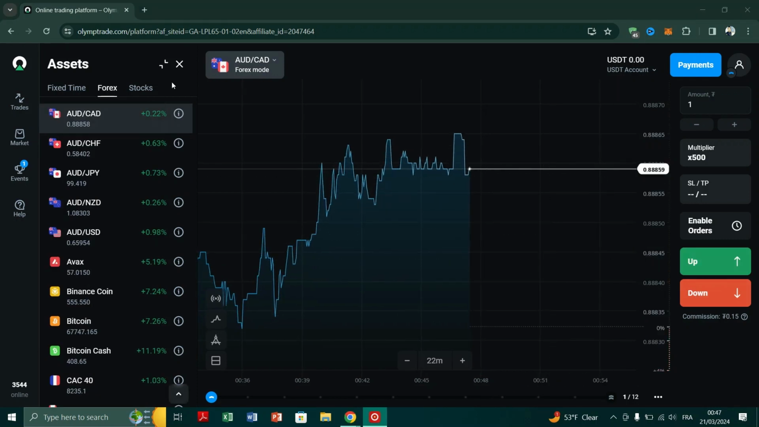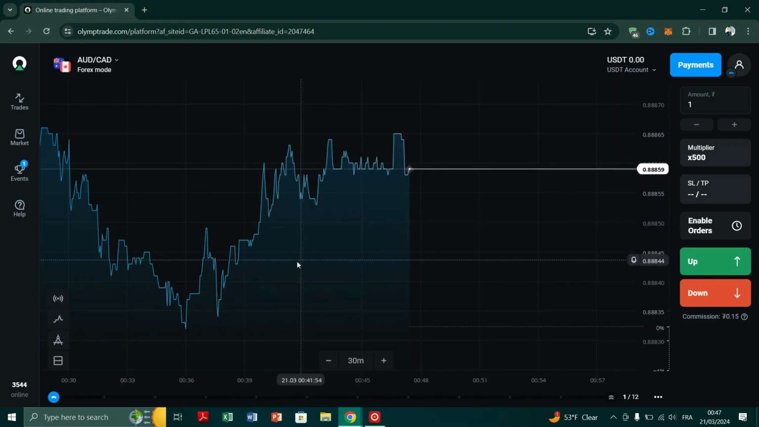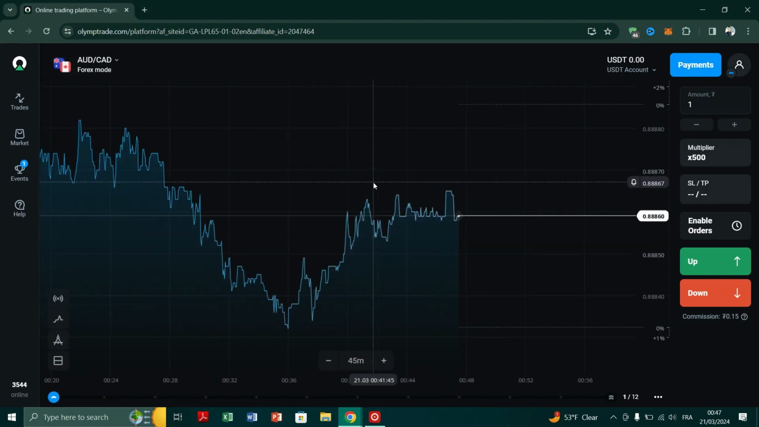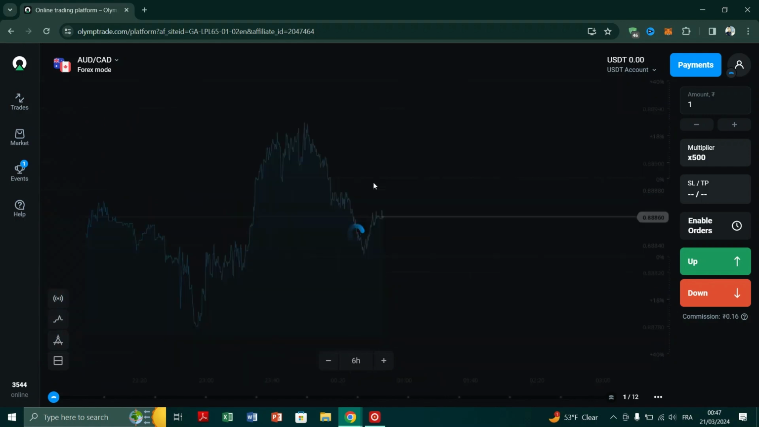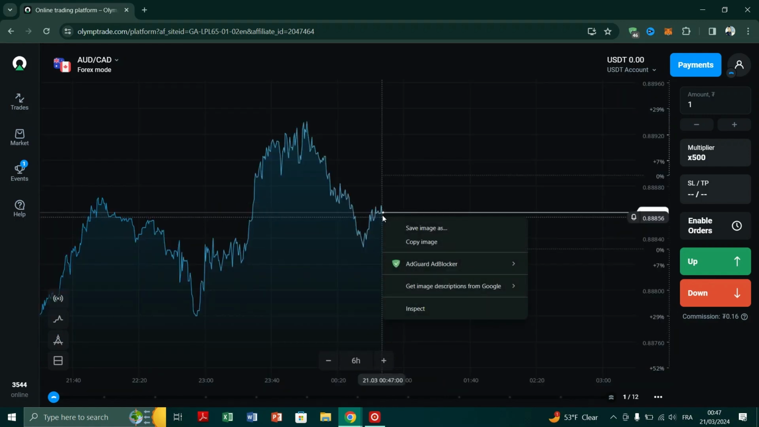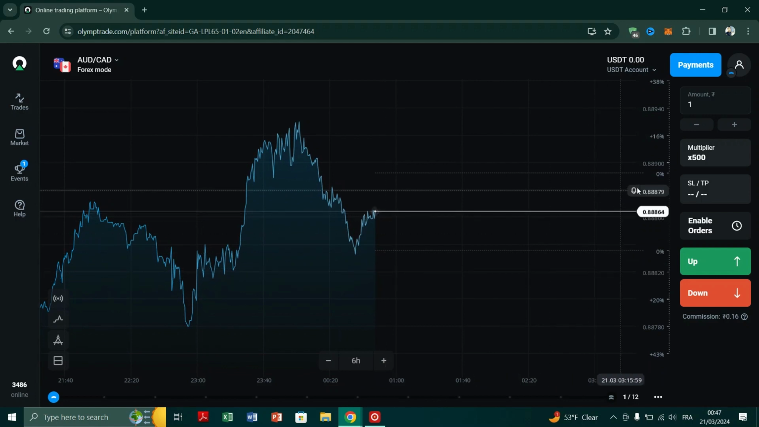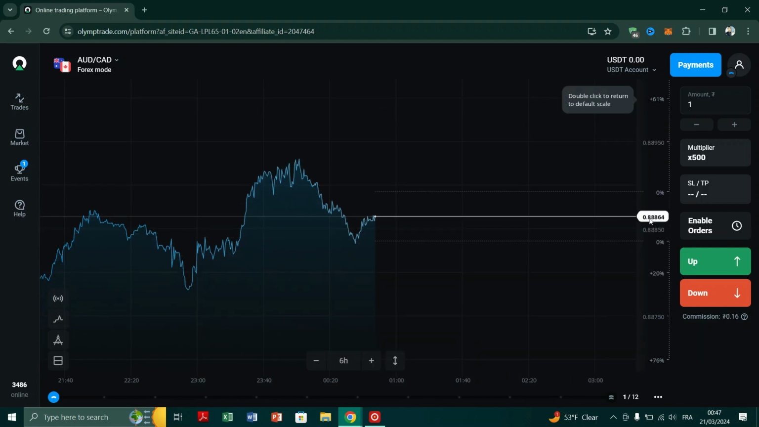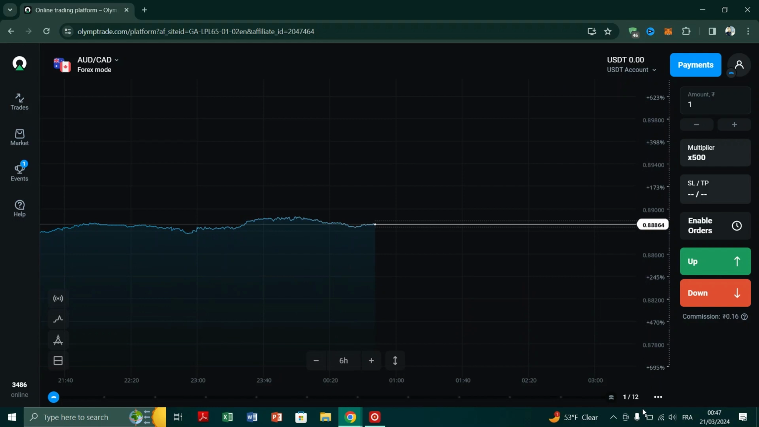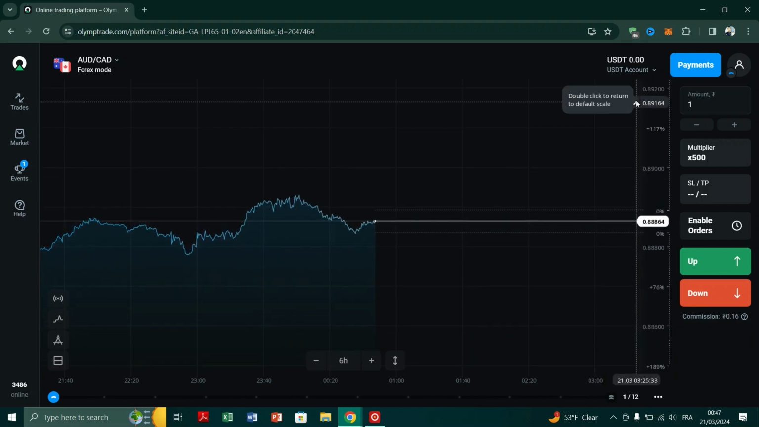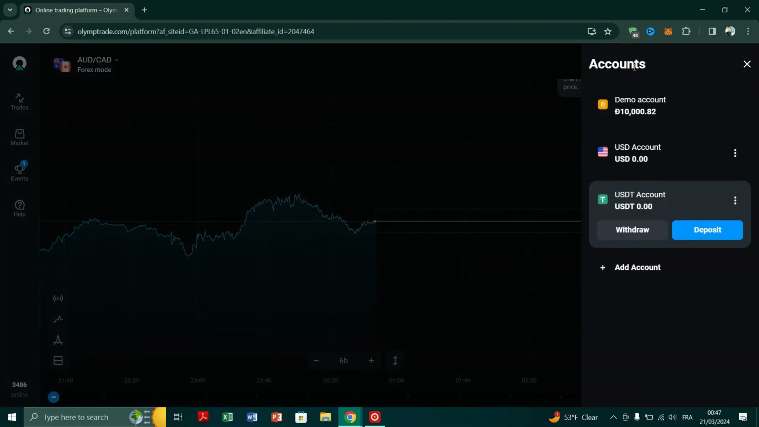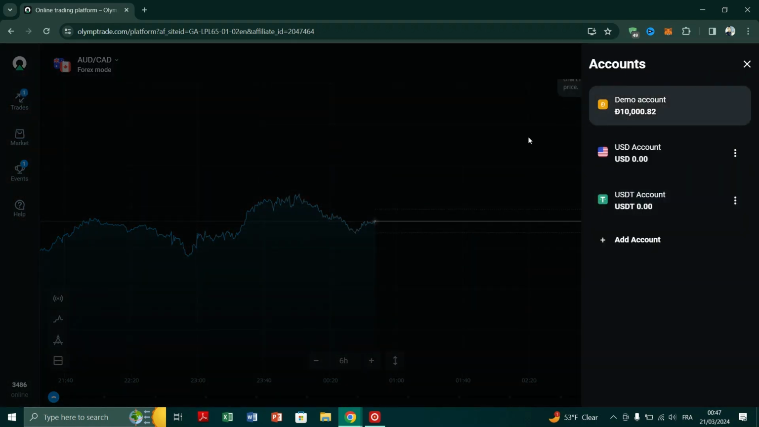Keep a close eye on your open position and monitor market trends in real time. Adjust your exit strategy based on changing market conditions or new information. If the market moves in your favor, consider taking profits or trailing your stop-loss order to protect your gains. And the most important, stay disciplined and avoid emotional trading decisions.